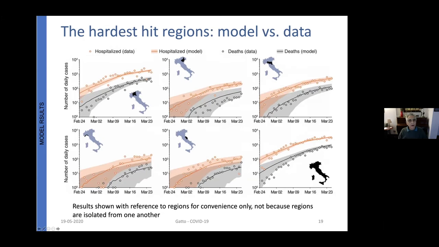And here are the results that I show for the whole of Italy. These are the hospitalized people, these the number of deaths, but also for the hardest hit regions. Now, it should be clear that the results are shown with reference to regions for convenience only, not because regions are isolated from one another. That's a common problem with many other studies, that they focus on the data of that region as if that region were disconnected from other regions. And the same is true for countries at the global level, but that's another thing that we should discuss.